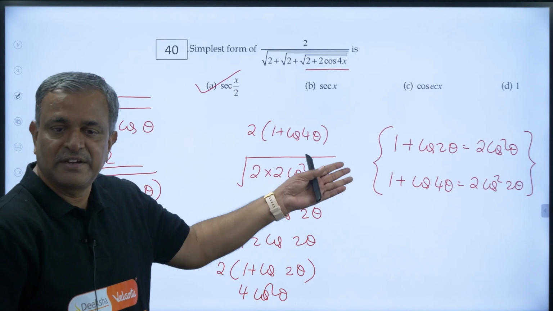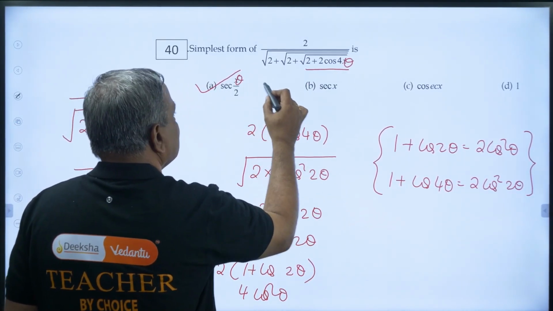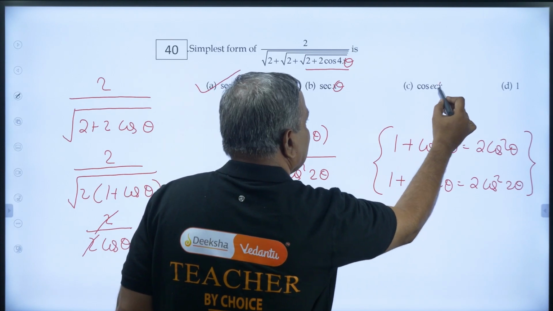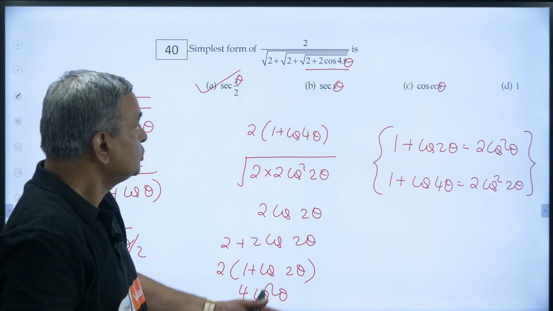I wrote theta. It is x. Suppose you can change the question as theta. If you change all the thetas, it doesn't matter. So our answer is secant theta by 2. Option is correct. So I repeat once again.